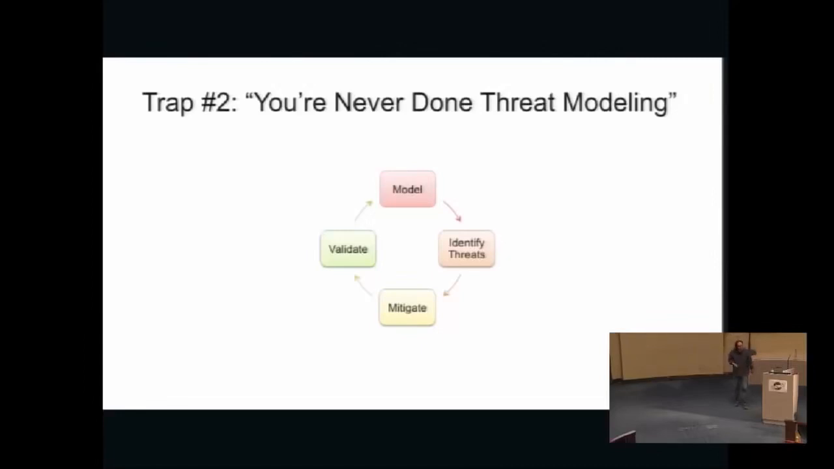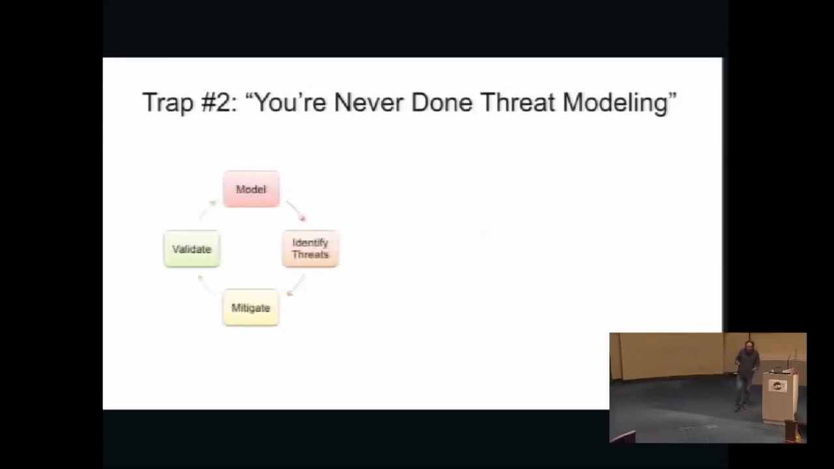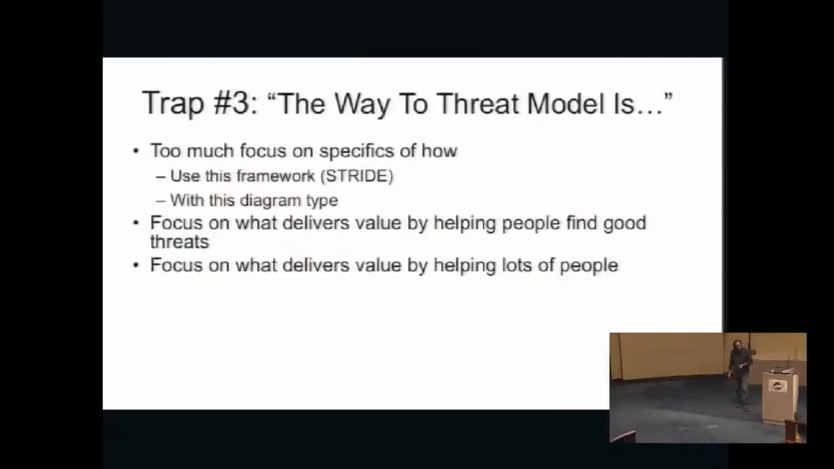And so rather than thinking about this as a hamster wheel, I like to unroll this loop and think about it as a linear process. And these 4 questions, or these 4 stages: model, what are you building? Identify threats, what can go wrong? Mitigate, what are you going to do about it? And then validate, did you do a good job? These are the same 4 questions, but thinking about it as a linear set of steps rather than you're never done helps an organization pick up and execute on these processes. So the second trap, you're never done threat modeling.